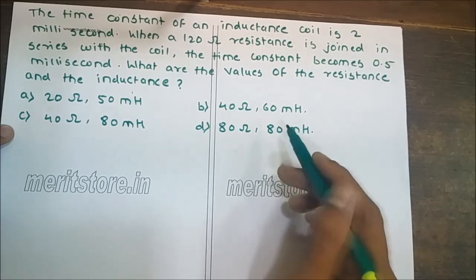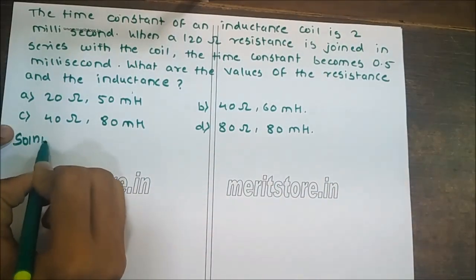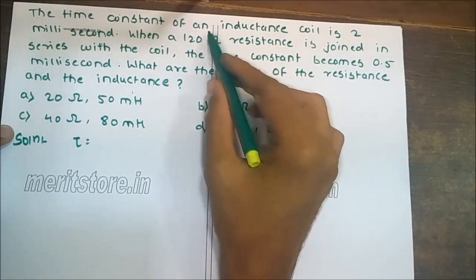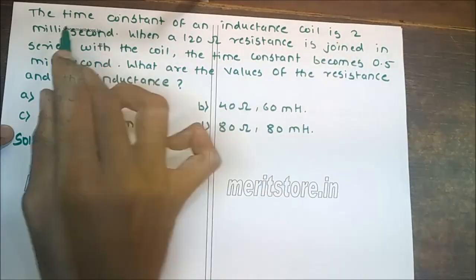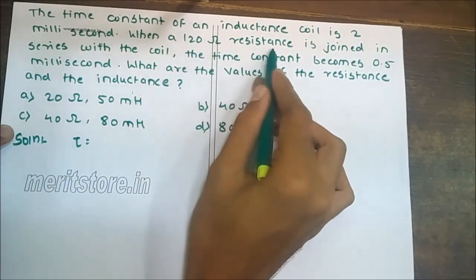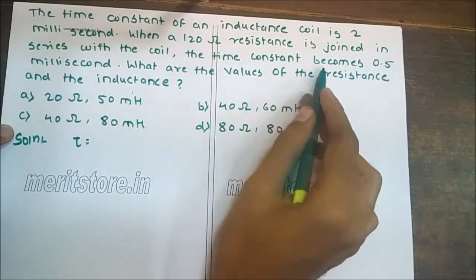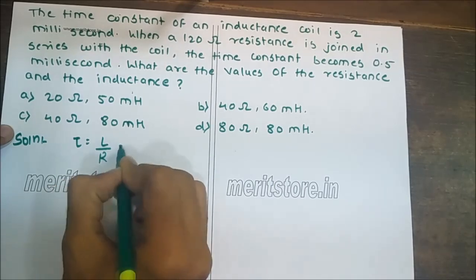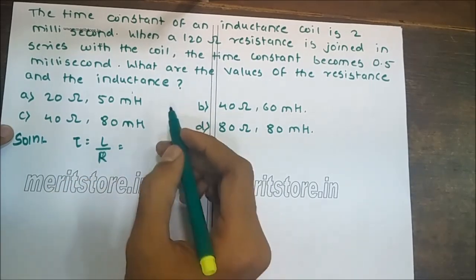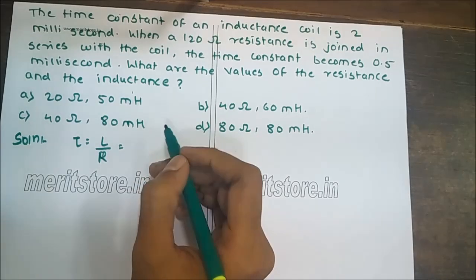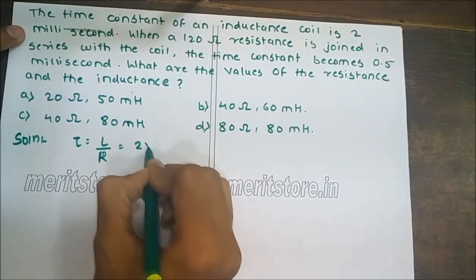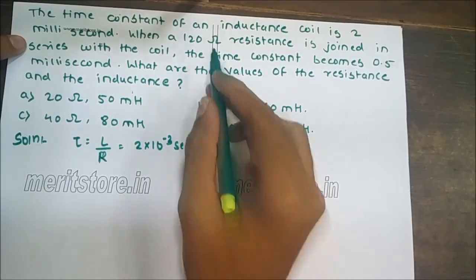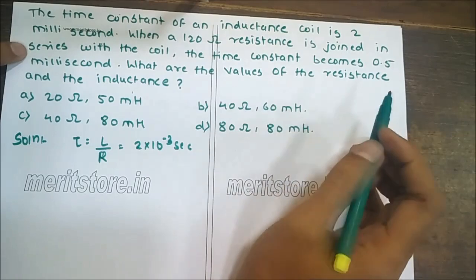So here there are two conditions which are given. According to the first condition, the time constant of the inductance coil is 2 milliseconds, and when a 120 ohm resistance is joined in series with the coil, the time constant becomes 0.5 milliseconds. So we have this time constant which is related to the inductance and resistance as tau equals L upon R, that is given to be 2 milliseconds, that is 2 into 10 raised to minus 3 seconds.